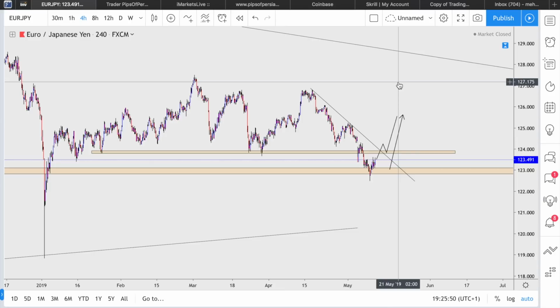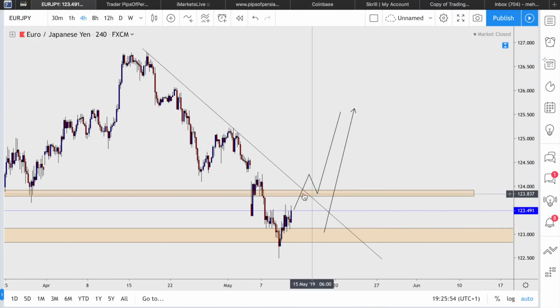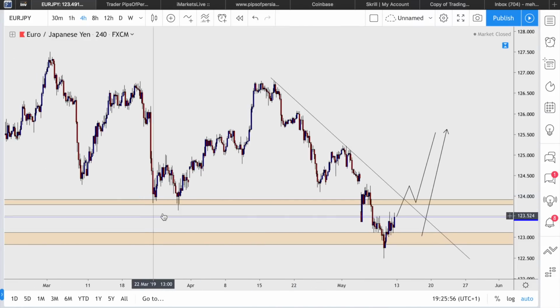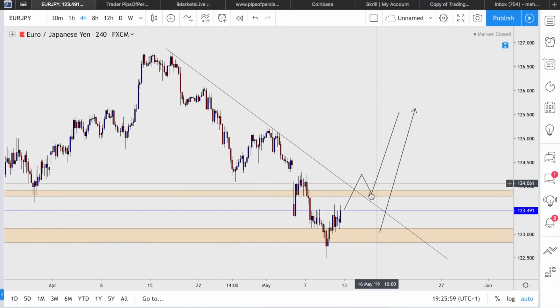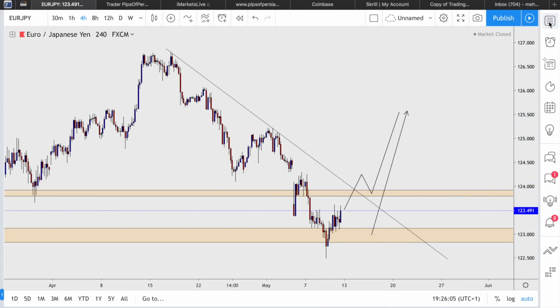Euro versus Japanese yen, similar story. Just going to be waiting for either a break and retest of this zone that I have drawn over here, previous reversal zone, and the trend line, or a potential decline to happen first to tap off the zone that's drawn down there for a potential bullish move to the upside.